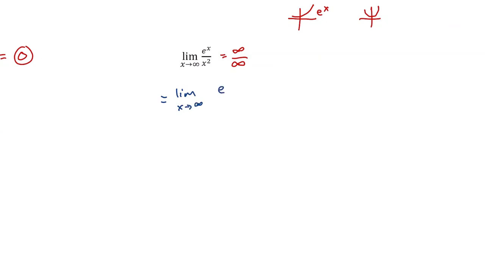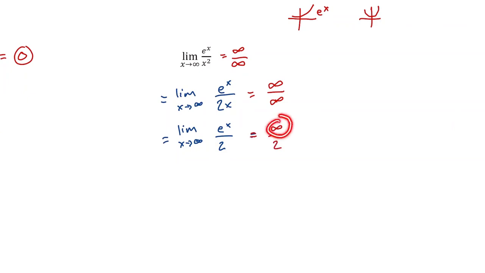So the derivative of e to the x is e to the x. Derivative of x squared is 2x. Just like above, you get infinity over infinity. Do one more application of Hôpital's rule. Well, again, you get e to the x, but this time over 2. Remember, the limit as x goes to infinity of a constant is the constant. So in this case, it's going to be infinity over 2.